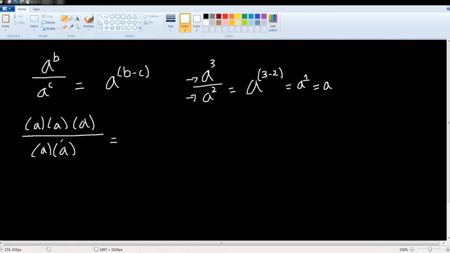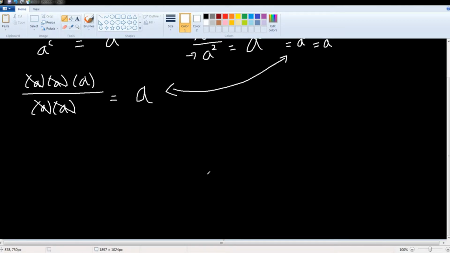So let's do that. So there's an a up here, a down here, a up here, a down here, and what are we left with? We're left with just a. Wow, look at that. The formula worked, right? Let's do another example.